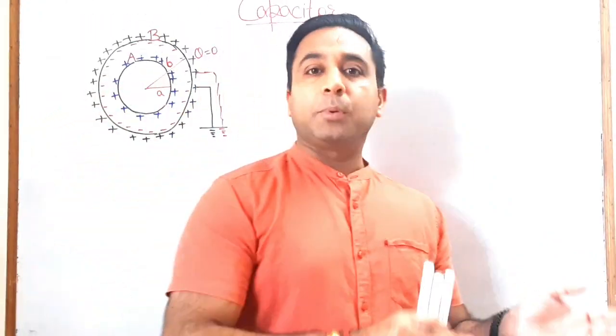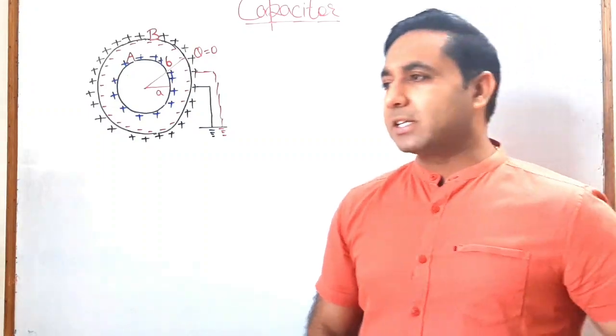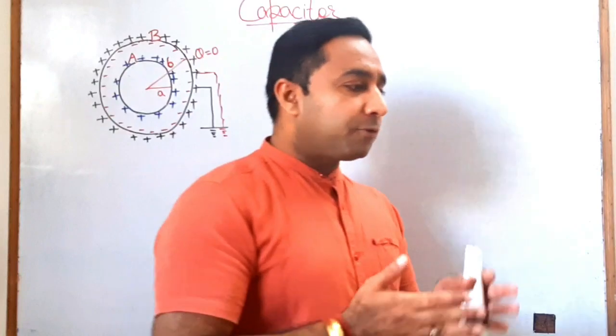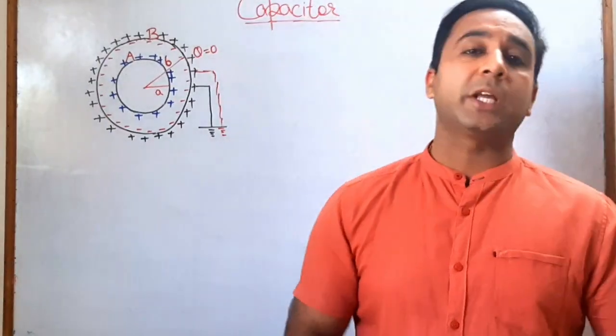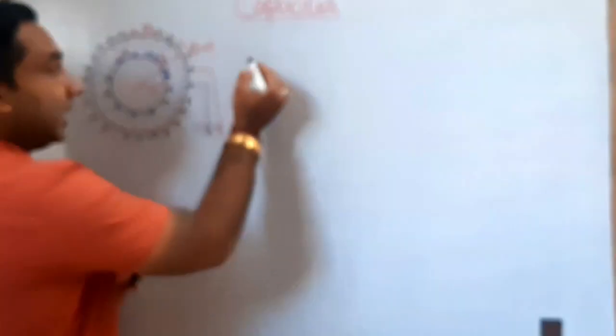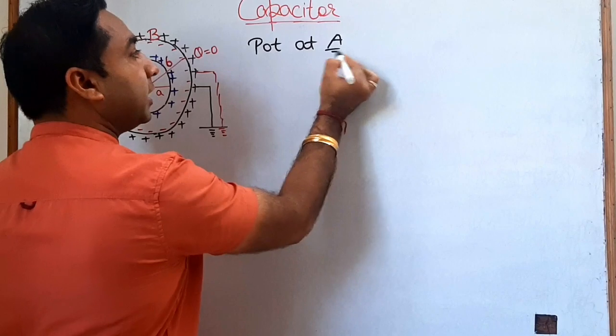Potential on A, potential on B, then we will find out the total potential. We have already discussed that potential is a scalar quantity, which means that in order to find the net potential, we have to add both potentials. So look at the board very carefully. We first find the potential at A.